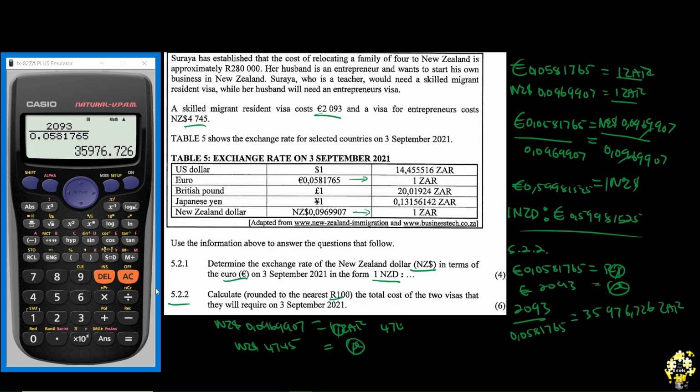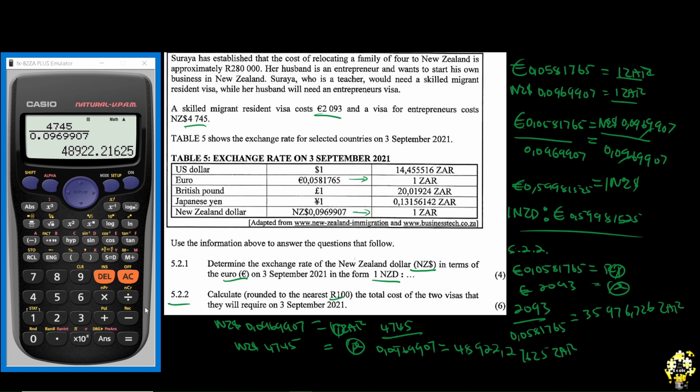You're going to say 4,745 divide by 0.0969907. What do you get? So again, calculator. 4,745. You divide it by 0.09699 and then 07. You actually get that it's going to be 48,922.2. I didn't round off the first one, so let's continue with this one.